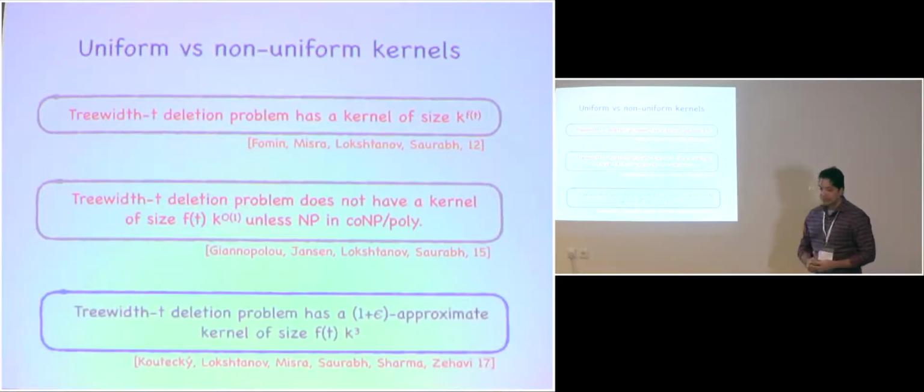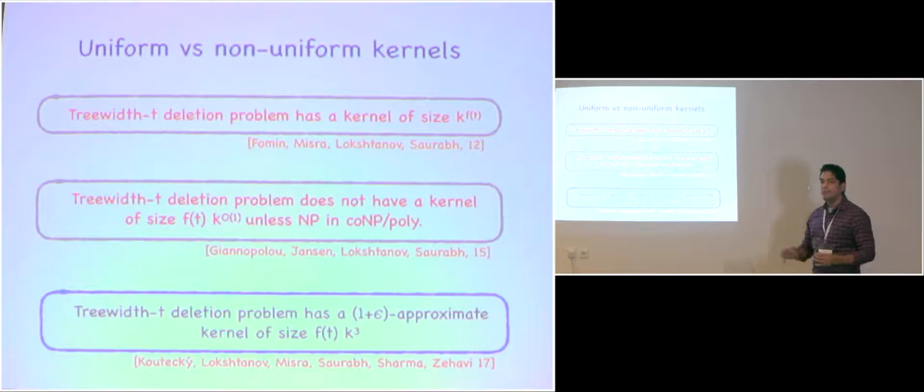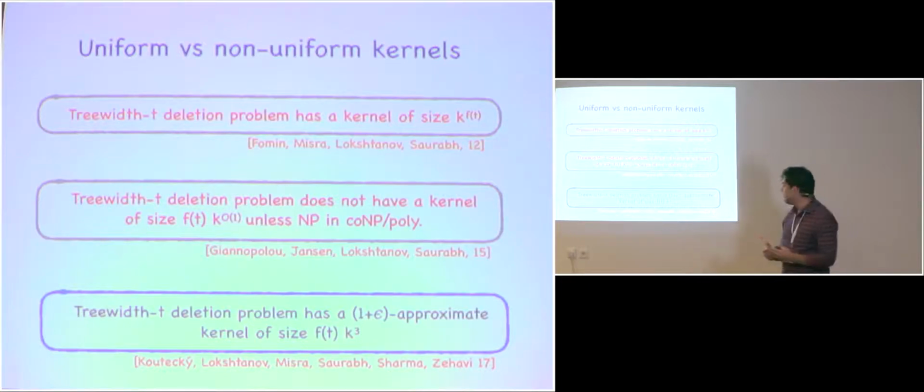And it turns out that there is a very interesting answer to this question, which is yes. To be very honest, even no would be interesting as long as it's accompanied by a proof. And so this is a very interesting result which says that you do have an approximate kernel where the exponent of k does not depend on t.